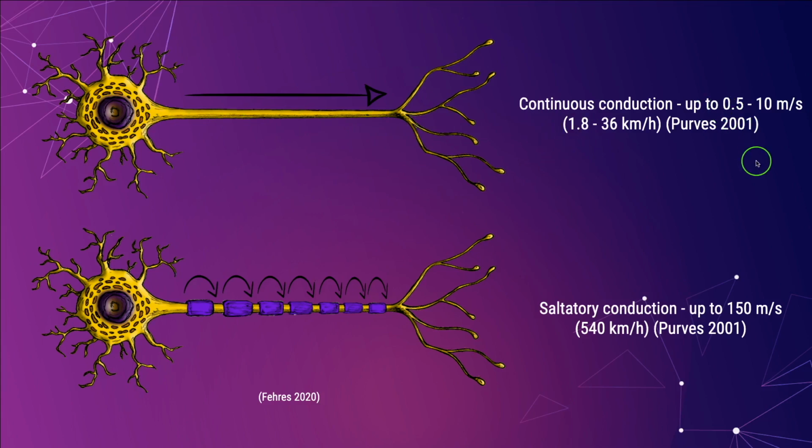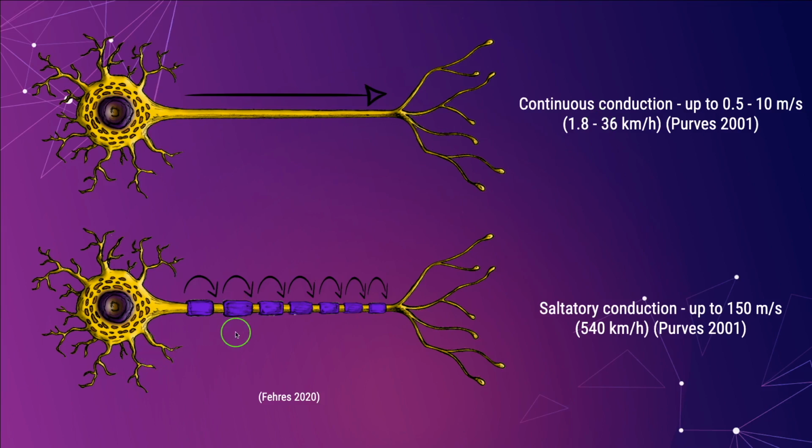So these travel up to between 0.5 to 10 meters per second. So that's 1.8 to 36 kilometers an hour. So that's pretty fast already. That's for continuous conduction. So that means that remember the ion channels along here, it means that the signal has to travel along every one of those ion channels to create what's called continuous conduction. So it's the slower of the two modes of conduction for nervous tissue.